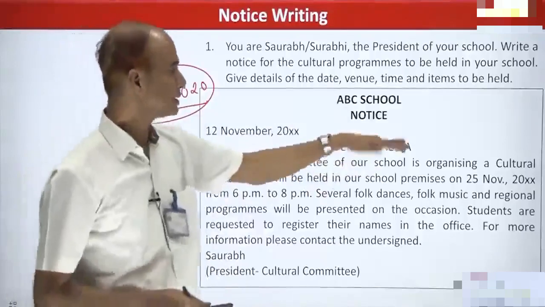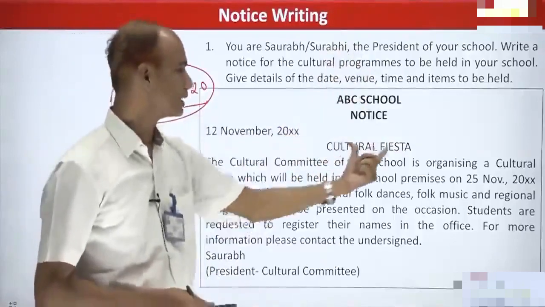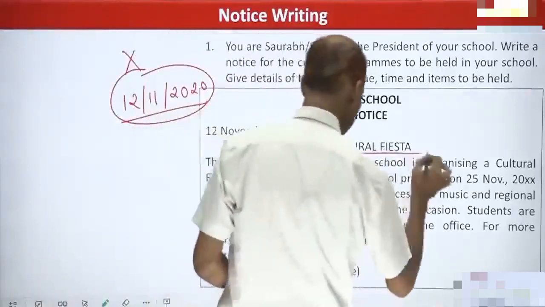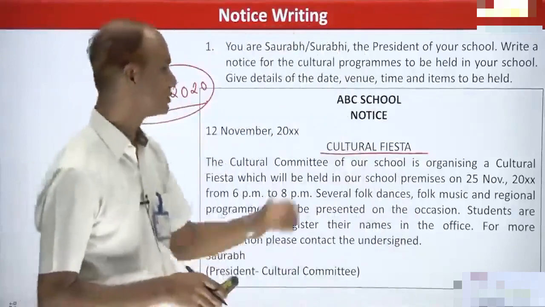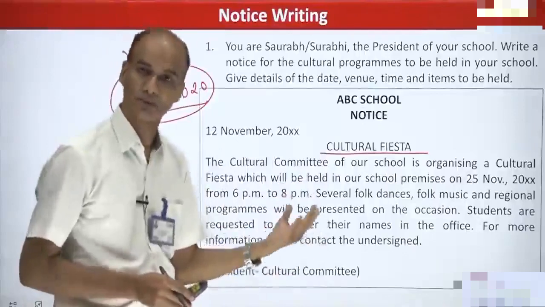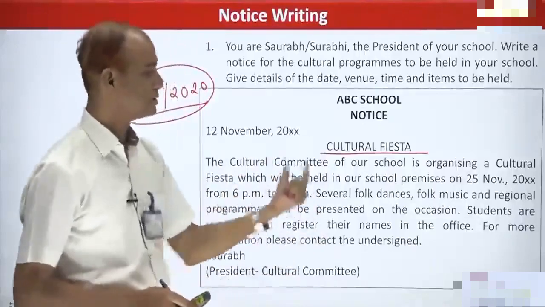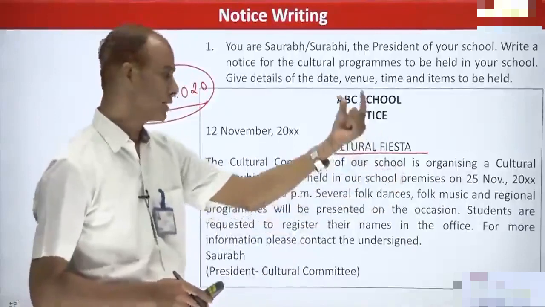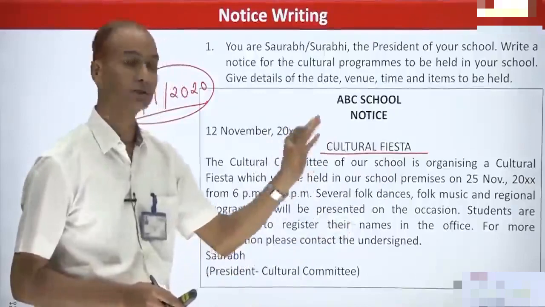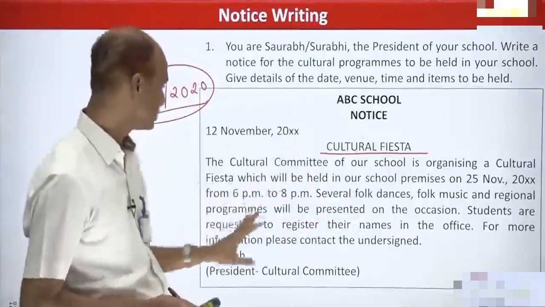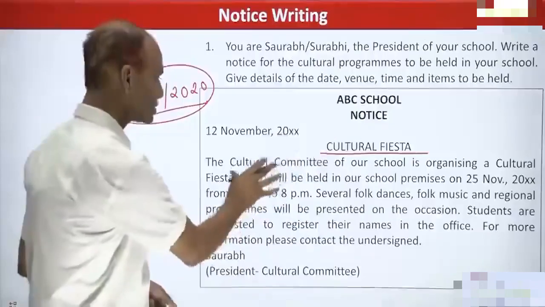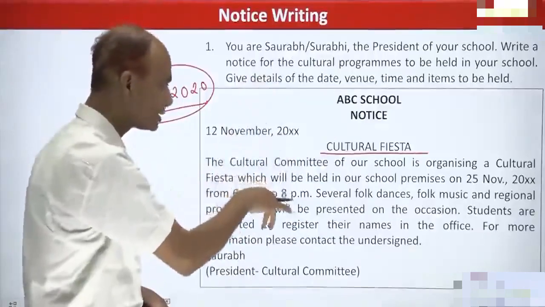So fine, the title as given here, cultural program. So we gave a title to this, cultural fiesta. You can underline this one. I said earlier as well, not compulsory, but yes, to highlight the thing, you can underline. And then we begin the information or the message. The cultural committee of our school is organizing a cultural fiesta which will be held in our school premises on 25th November 2020 from 6 p.m. to 8 p.m. So see this, cultural committee is organizing all this, right?